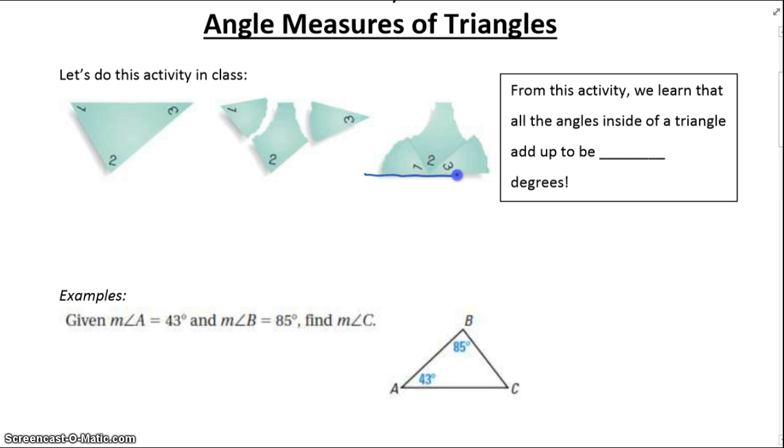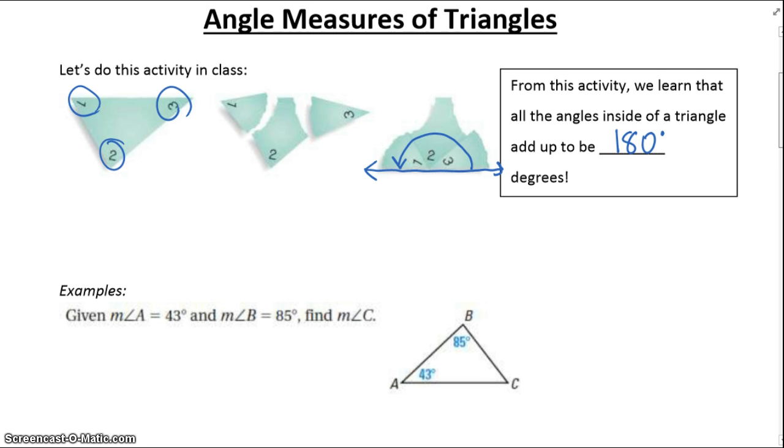Do you remember what this angle is called? It's called a straight angle because it forms a straight line. So this straight angle adds up to 180 degrees, and that's your angle 1, 2, and 3 from the triangle. So that must mean angle 1, 2, and 3 from the original triangle before you ripped it all up must be 180 degrees. So all the angles inside of a triangle add up to 180 degrees.